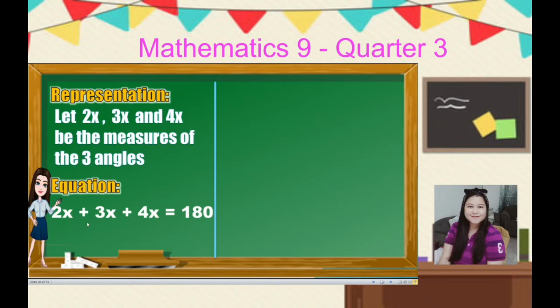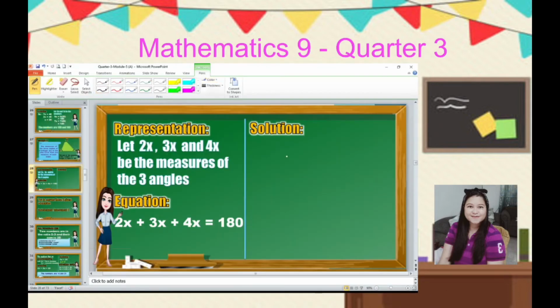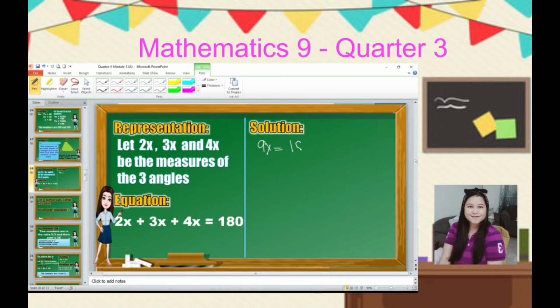So since these are similar terms, we can combine 2, 3, and 4. So that is 9x is equal to 180. X lang yung hinahanap natin. So what are we going to do? We are going to divide both sides of the equation by 9. So we can cancel 9. So x na lang yung matitira and then 180 divided by 9. So 18 divided by 9 lang tayo. So that is 2. Kopyahin lang natin yung 0. So ang x natin ay equal sa 20.